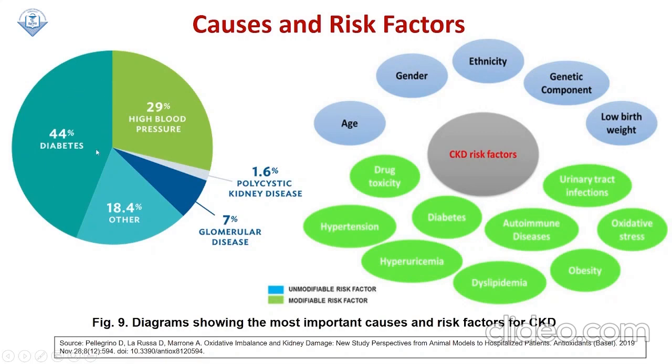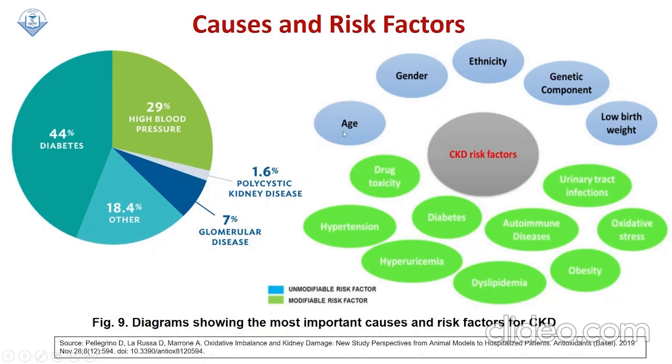Diabetes mellitus has about 44%, the highest role in development of this problem. High blood pressure, hypertension, accounts for about one third of cases. We also have glomerular diseases, polycystic kidney diseases, and some other causes which contribute to chronic kidney disease. All risk factors we can divide into modifiable and unmodifiable risk factors.